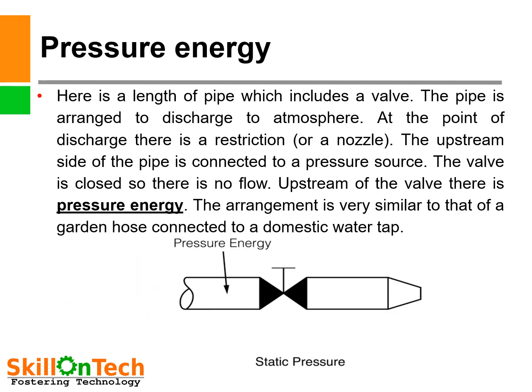Pressure energy. Here is a length of pipe which includes a valve. This is the valve. The pipe is arranged to discharge to atmosphere. At the point of discharge, there is a restriction or nozzle. The upstream side of the pipe is connected to a pressure source. This is the upstream side.